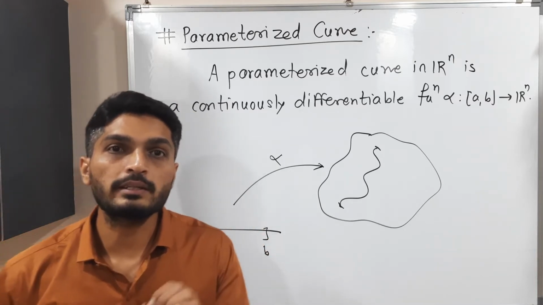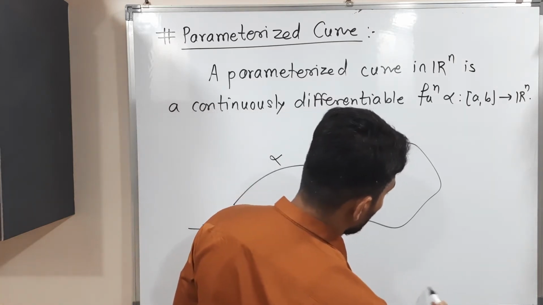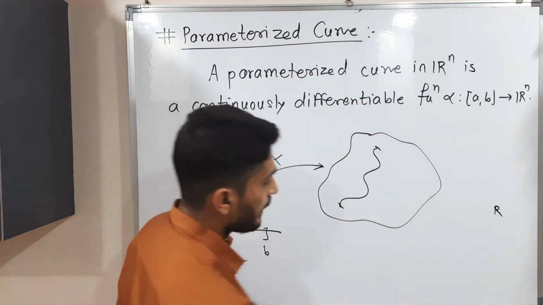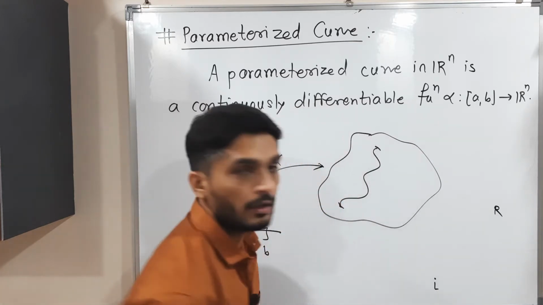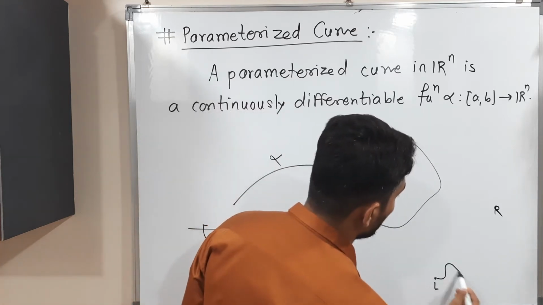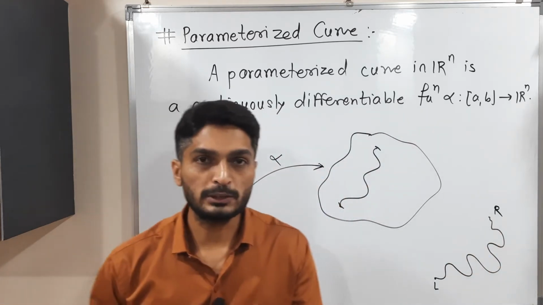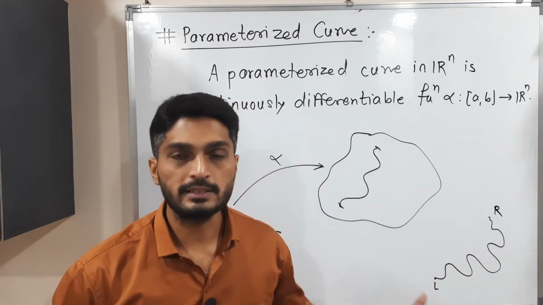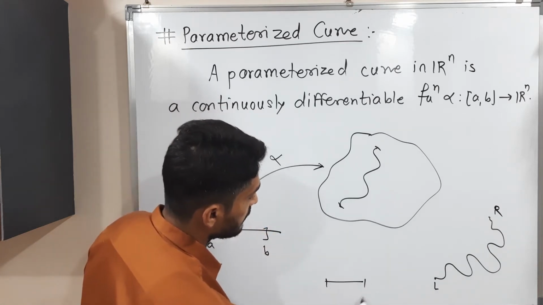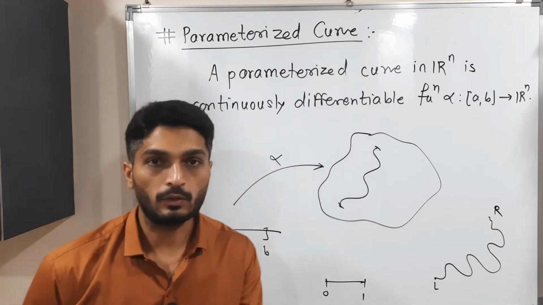I would like to give you one real life example. Suppose here is Ratnagiri, and here is Lanza. We want to go from Lanza to Ratnagiri. There is a road from Lanza to Ratnagiri. Do you know how much time is required to complete this distance? 1 hour. So 1 hour, so 0 to 1. So this is an interval of R.